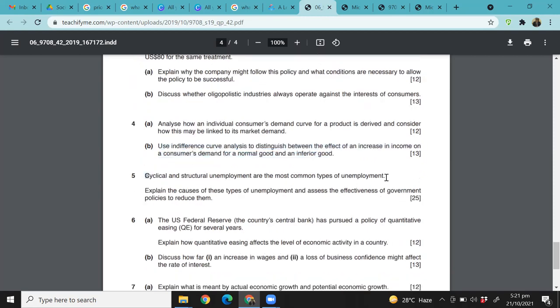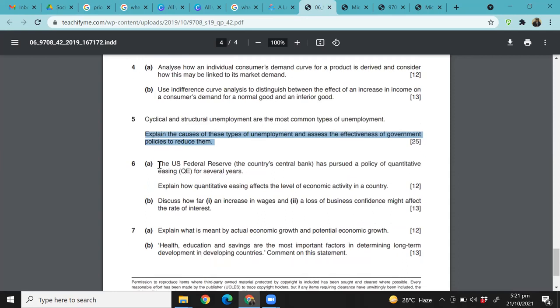Then question 5 says that cyclical and structural unemployment are the most common types of unemployment. Explain the causes of these types of unemployment and assess the effectiveness of government policies to reduce them. The sixth question says, the US Federal Reserve, the country's central bank, has pursued a policy of quantitative easing for several years. Explain how quantitative easing affects the levels of economic activity in a country. Then the B part says, discuss how far an increase in wages and a loss of business confidence might affect the rate of interest.